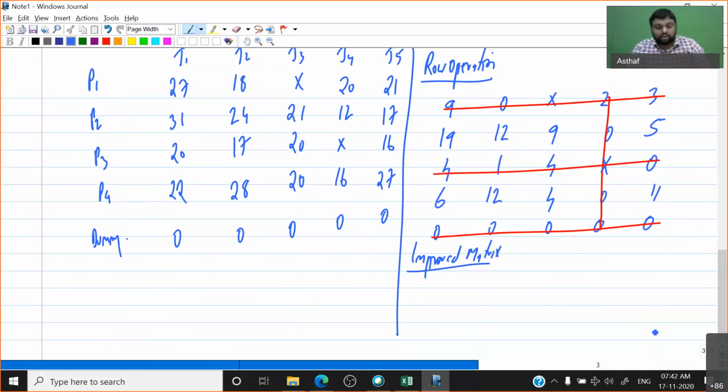Take the cells with a single line or no line, the uncovered cells, and identify the least. So uncovered: 12, 9, 9, 5. The least number is 4. This 4 we have to deduct from all the uncovered numbers. Add it at the intersections, and the balance area remains as it is. Here, at the intersection, we have to add.